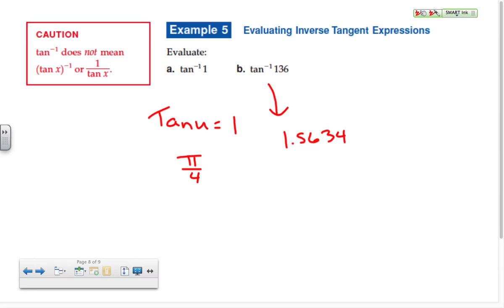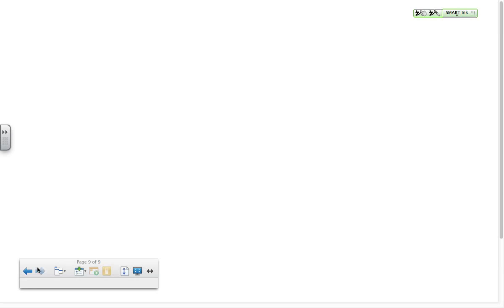And I believe that is all of our notes. That's all I have. Make sure that there's no more. That's it. Okay.